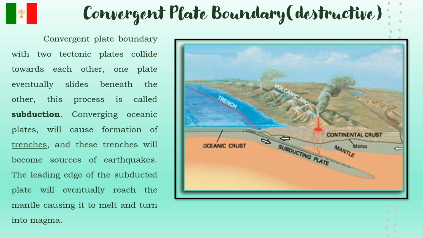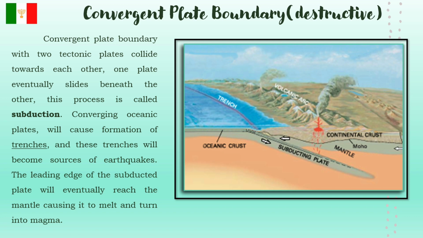Converging oceanic plates will cause formation of trenches, and these trenches will become sources of earthquakes. The leading edge of the subducted plate will eventually reach the mantle, causing it to melt and turn into magma. The molten material will rise to the surface, creating a volcanic island arc, parallel to the trench. Volcanic island is a chain of volcanoes positioned in an arc shape.